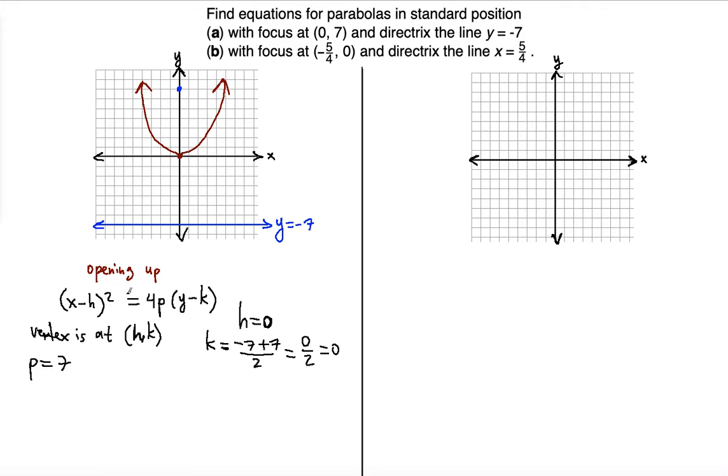So now the equation that we need becomes this: (x - 0)² = 4 times 7, the p value, times (y - 0), because the k value is also 0.